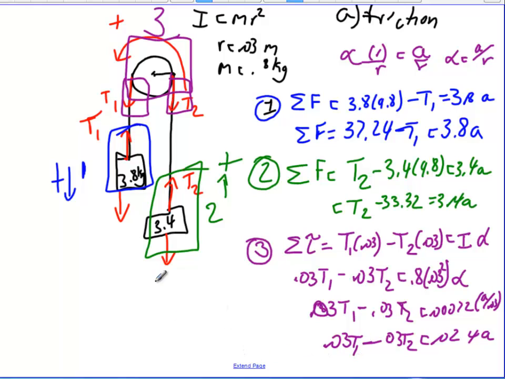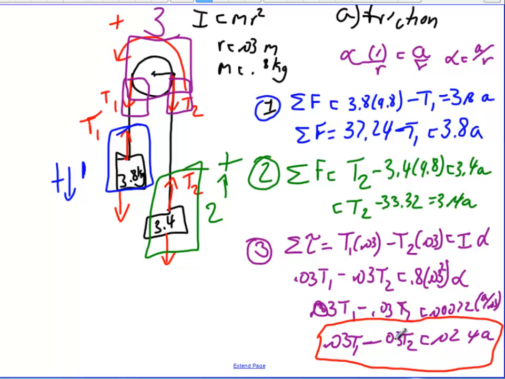and plugging it into another equation and then doing that one more time. Okay, so let's go all the way up to step 2, right? I now have 3 equations and 3 unknowns. Let me highlight that for you. Okay, here's an equation. Okay, 0.03 T1 minus 0.03 T2 equals 0.024A.